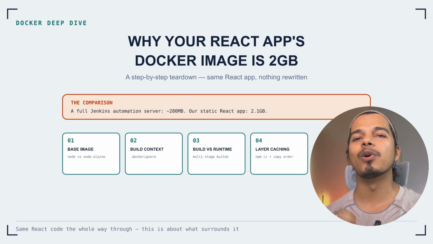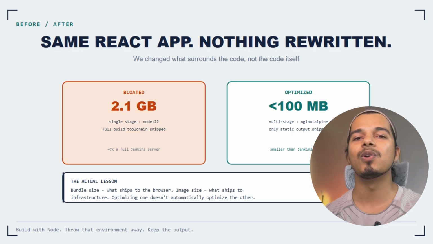And that's what we're going to find out in this video. We're going to take the image apart, look at where the size is actually coming from, and then rebuild it properly. We're going to look at the base image, the build context, Docker layers, and most importantly, the difference between the environment we need to build our React application in and the environment we actually need to run it. And by the end of this video, we're going to take that oversized image and see how small we can realistically make it without changing a single line of React code. So let's go ahead and optimize this React image.